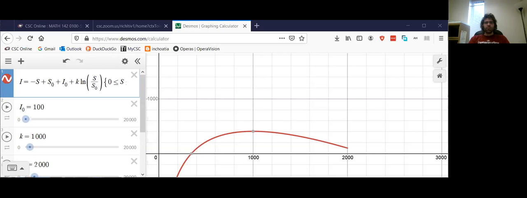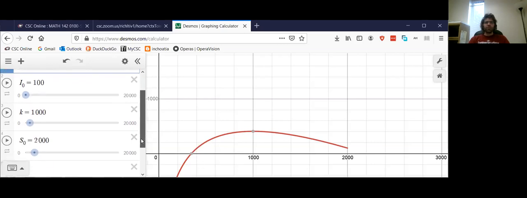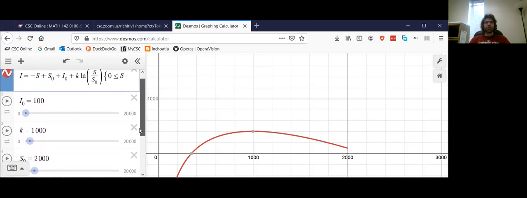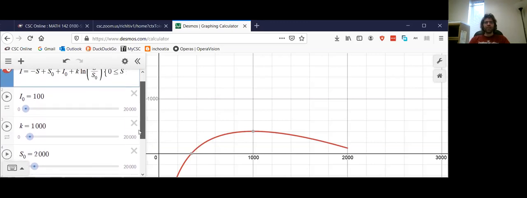At the moment, I sub 0 is set to 100. S sub 0 is set to 2000. And gamma over R, which we're calling K, is set to 1000. And now we'll try to make sense of this graph.